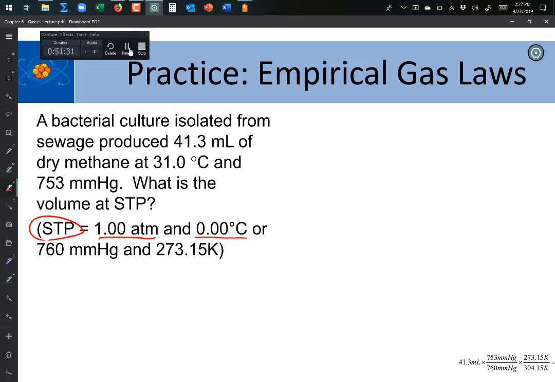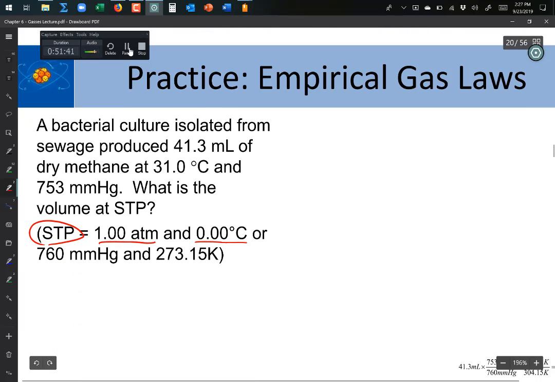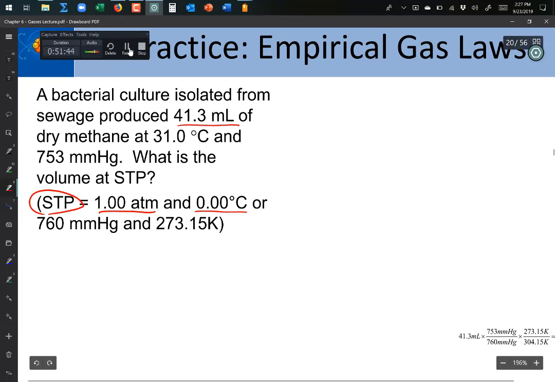Okay, so what is the first thing we want to do? Find your unit volume. Identify what changes. So I have a volume, a temperature, and a pressure. And then STP implies a pressure and a temperature. And then I'm looking for a volume. So the variables are exactly P, T, and V. This is the combined gas law.